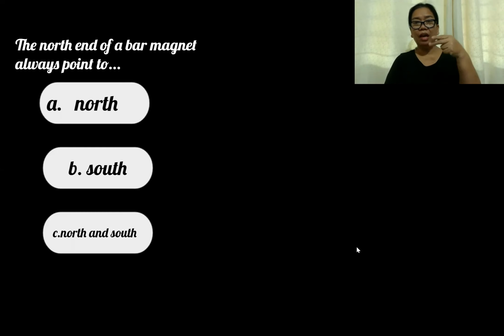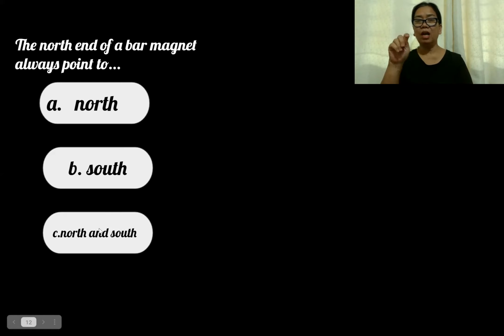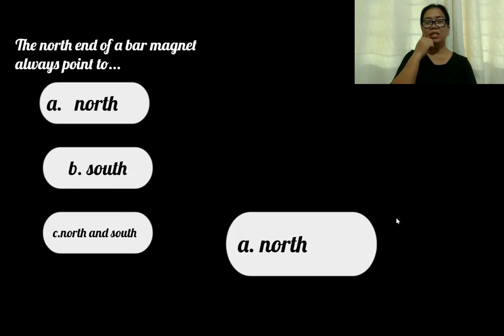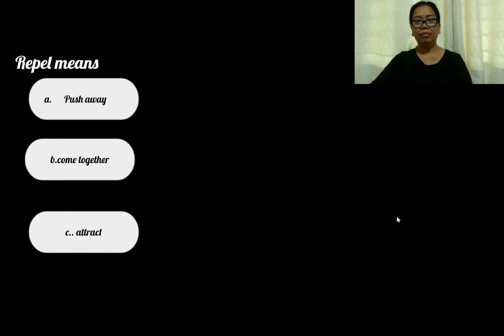The north end of a bar magnet always points to what? A, north. B, south. C, both north and south. Where does it point? You see it in the magnet, right? Remember, the north end of a bar magnet always points to north. Okay, next.